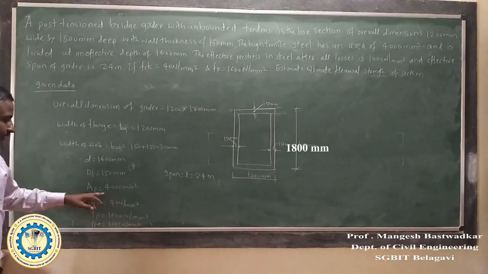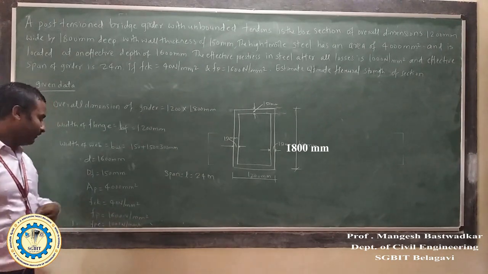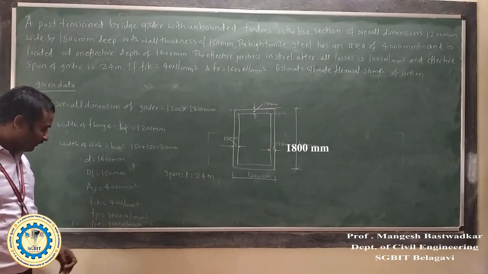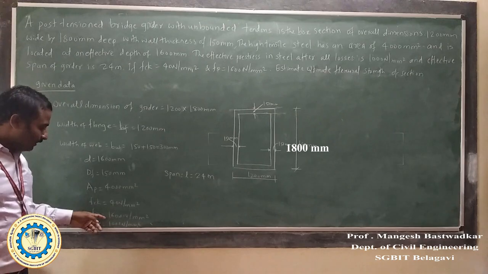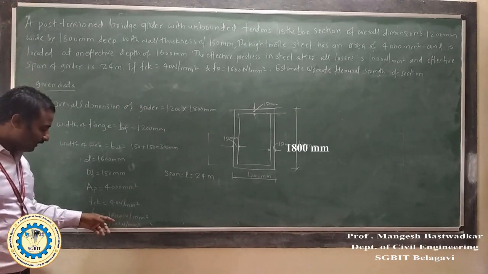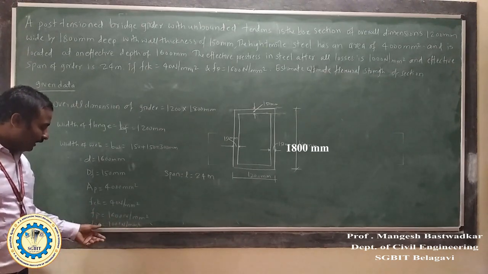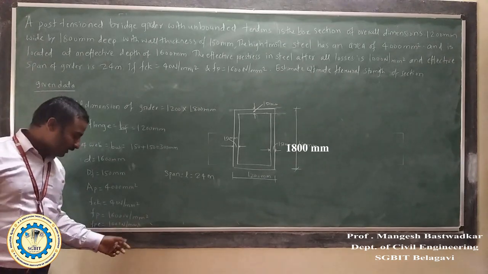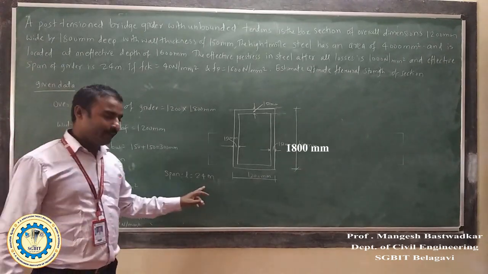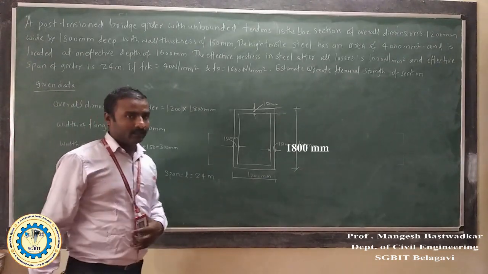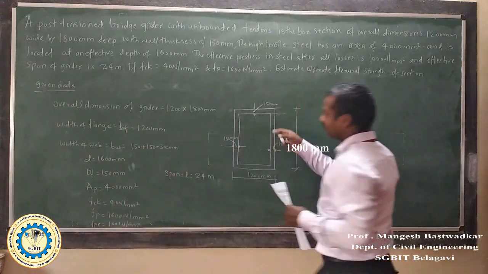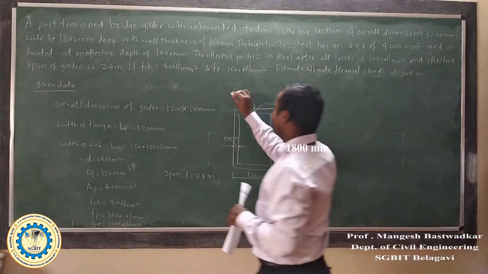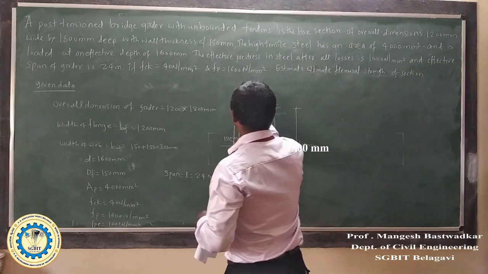Then area of pre-stressing steel is 4000 mm square given. FCK is 40 Newton per mm square. FP, characteristic strength of steel, is 1600 Newton per mm square. Effective pre-stress is given 1000 Newton per mm square and span is given 24 meter. Okay, so this is the cross section I have drawn for your understanding purpose. So we'll solve this problem.